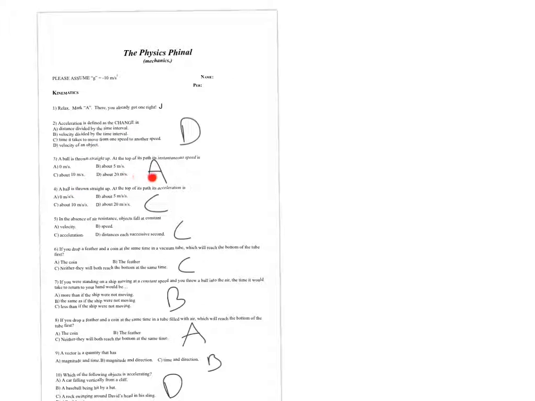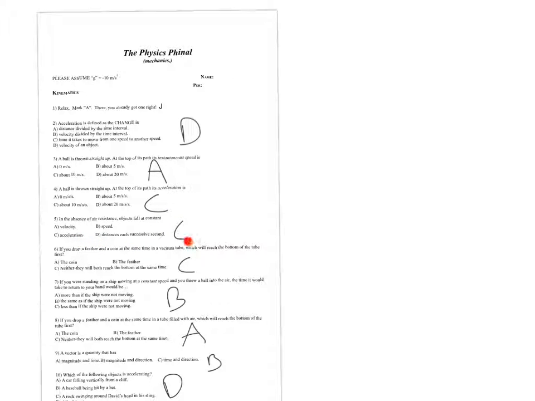3, at the top of its path, at that instant, right? That's what instantaneous speed is, the speed at an instant, right? At the top of its path, the ball speed is 0. Ball is thrown straight up, at the top of its path, its acceleration, which is caused by a force, is going to be 10 meters per second squared, right? Gravity doesn't take a break, so the acceleration will always be there in the downward direction.